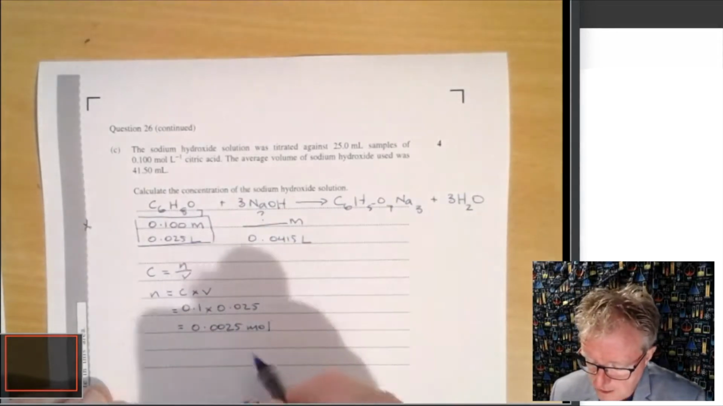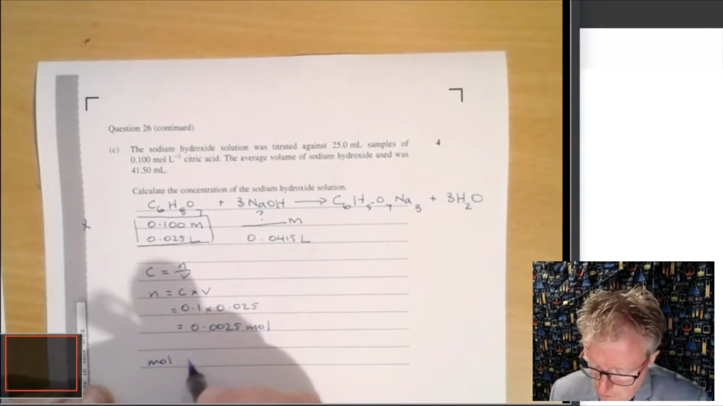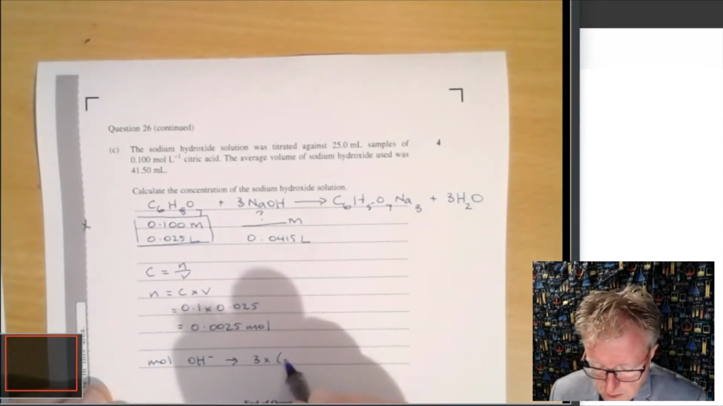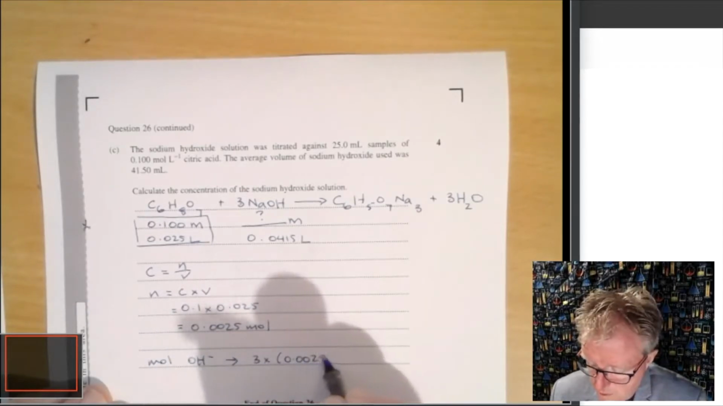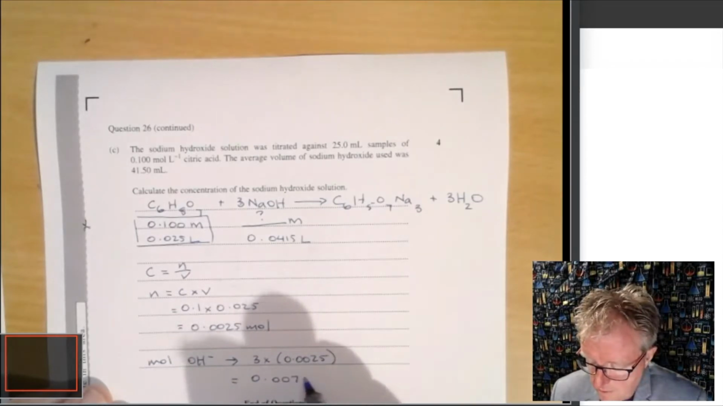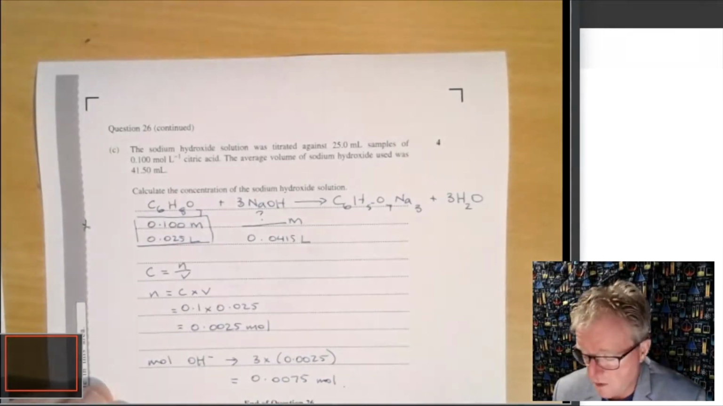So that's how many moles of acid are present, and they reacted with 3 times the amount of sodium hydroxide. So the moles of OH present is 3 times 0.0025, which equals 0.0075 moles. So that's how many moles of hydroxide are present.